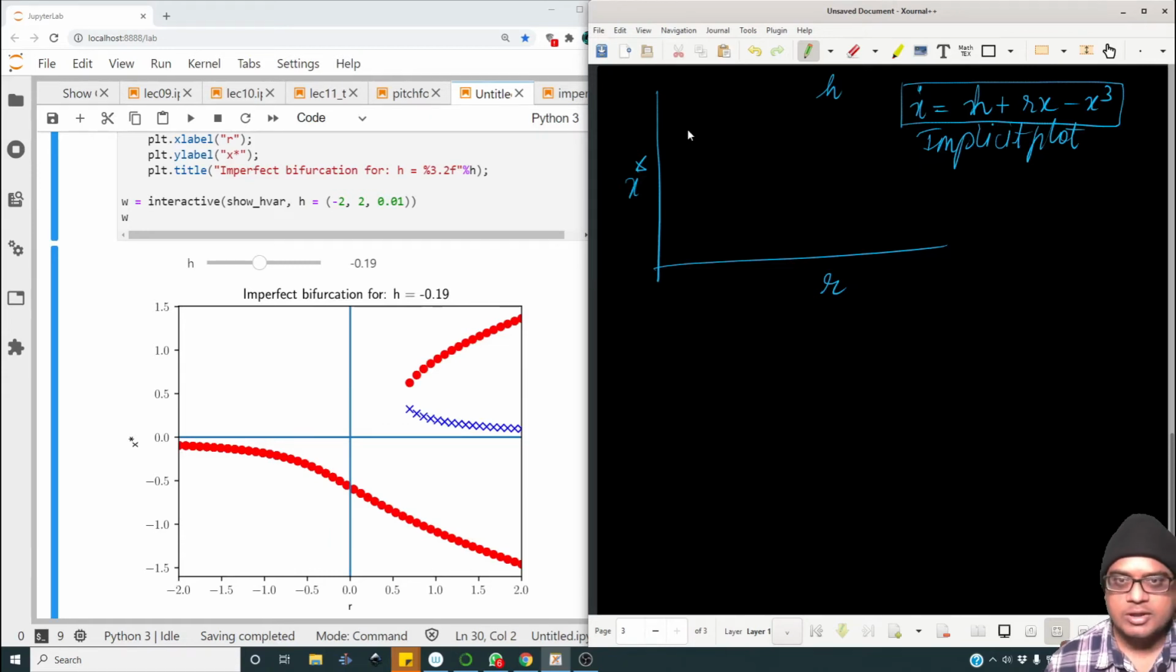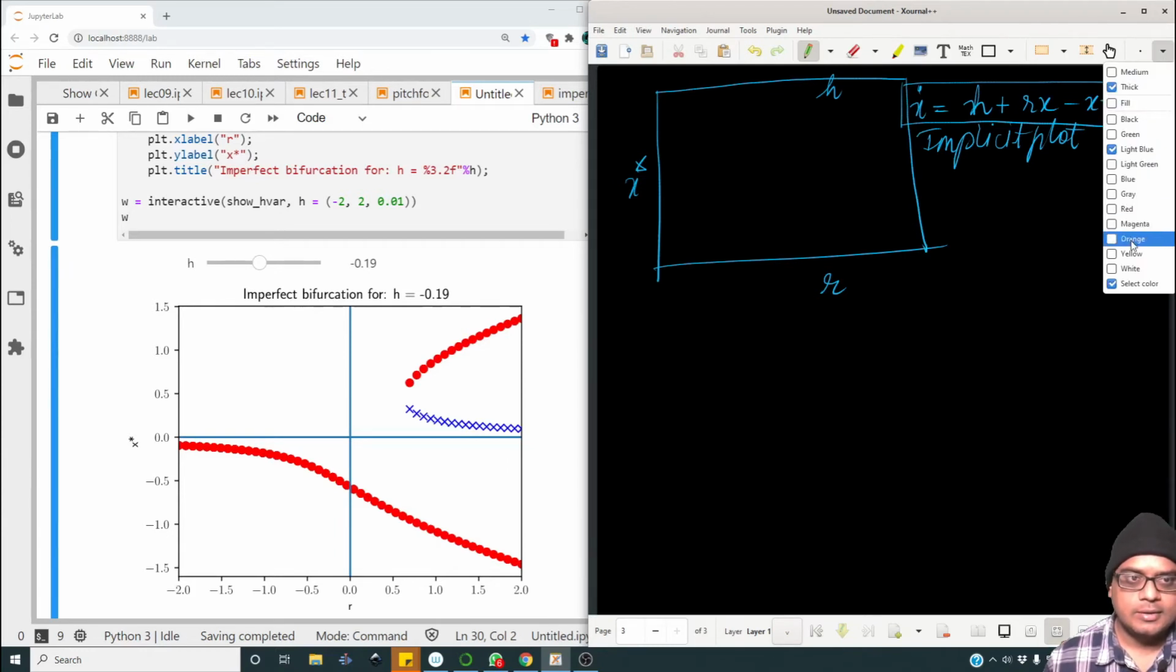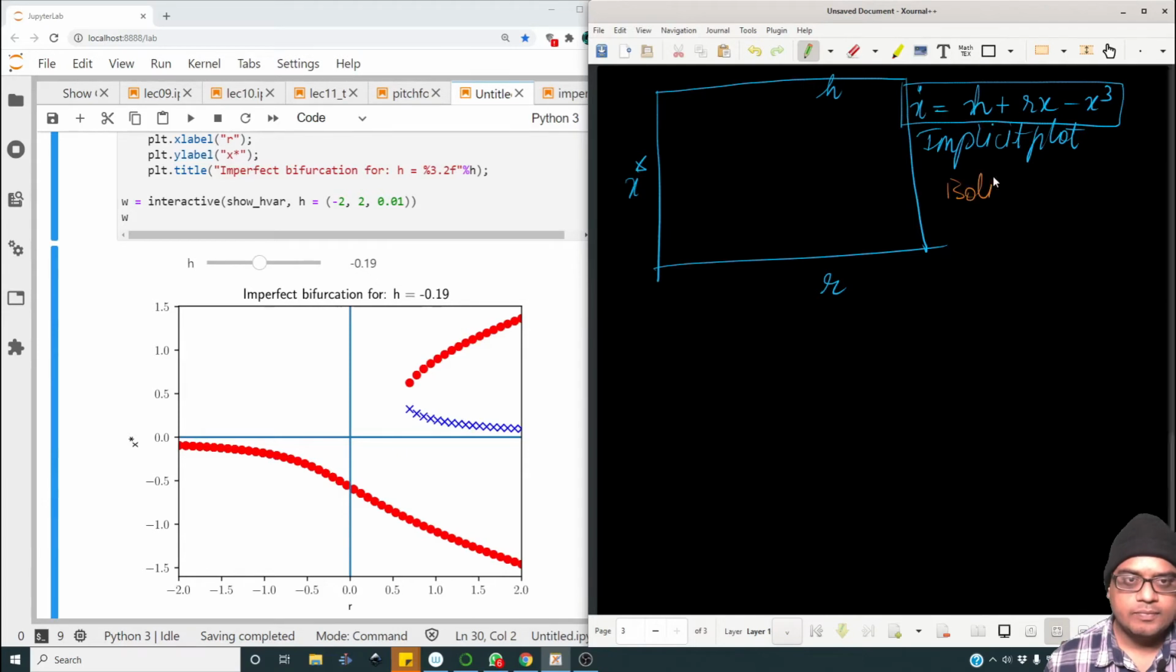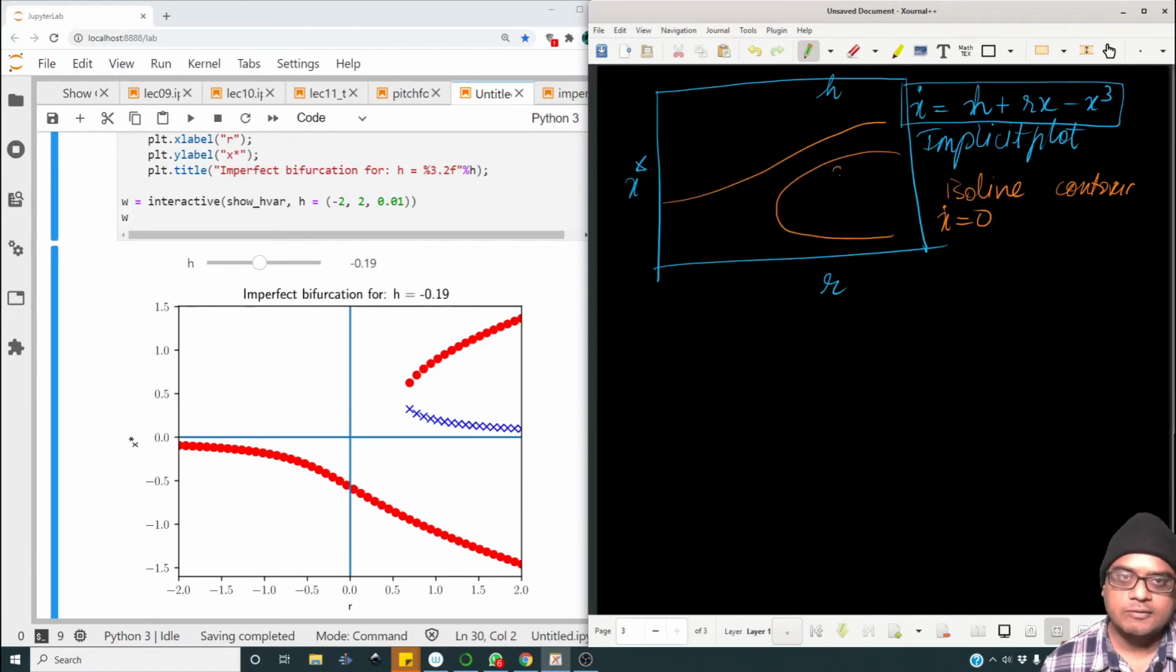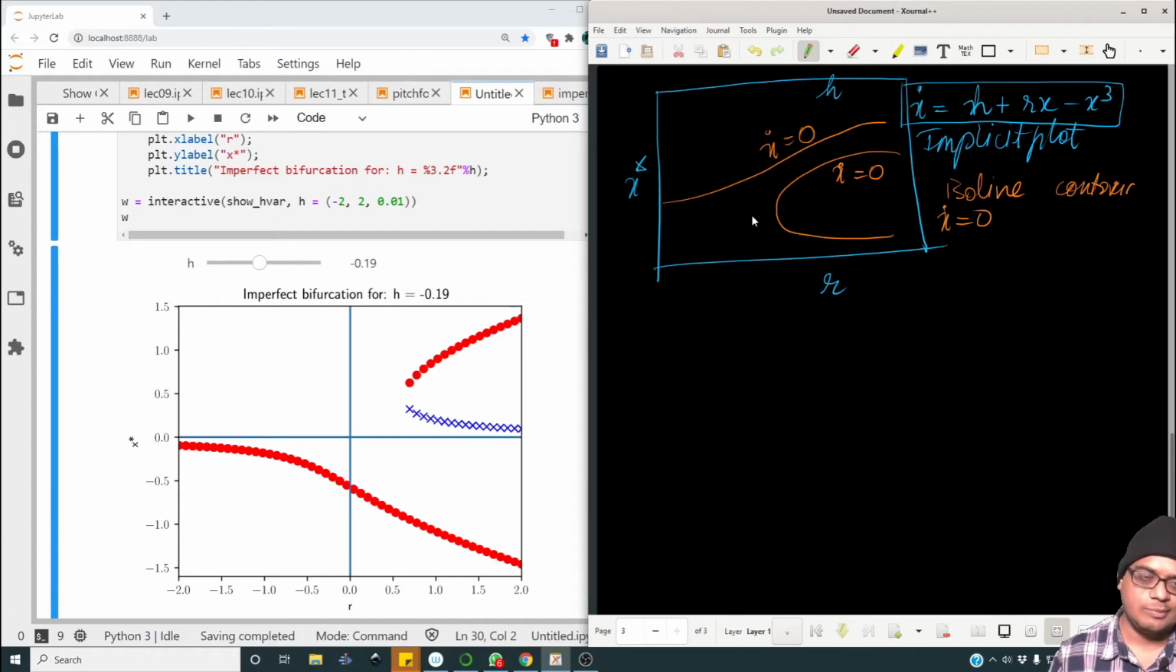What is the implicit plot? We will draw over this entire domain the isoline or the contour of x dot equal to 0. We will try to find the locus of curves along which x dot will be equal to 0. And those loci should be exactly these points. But just having the locus will not tell us whether that particular isoline corresponds to a stable fixed point or an unstable fixed point.